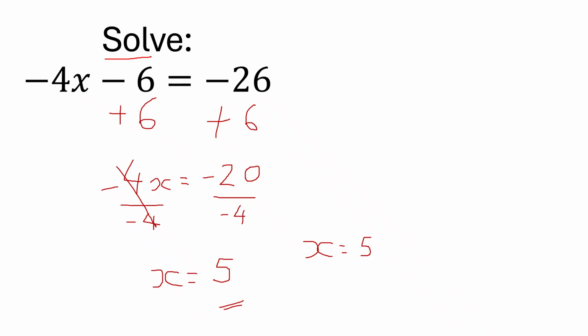Another way to avoid the negative part is I can multiply everything by minus 1 or divide everything by minus 1. So a change of sign is essentially okay. So times by minus 1 becomes 4x plus 6 is equal to 26, because by multiplying everything through by minus 1, you're having a change of sign on both sides. So each term that is negative becomes positive, and vice versa.